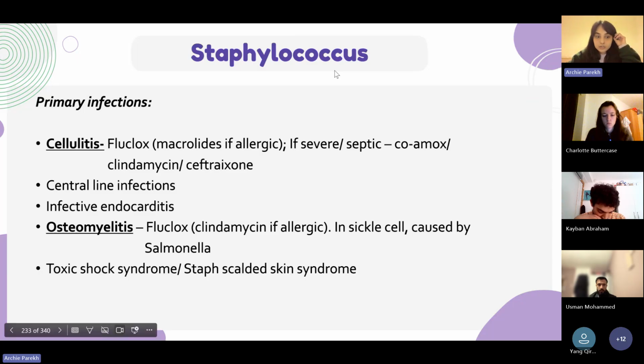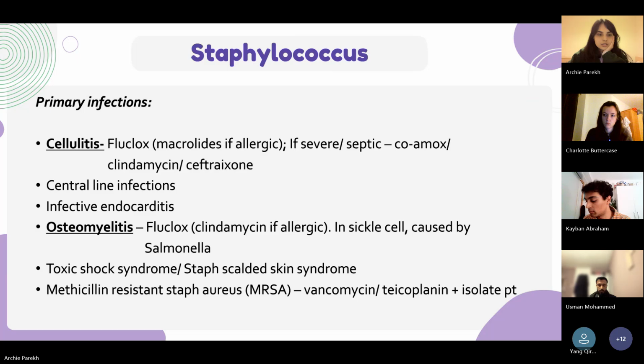Staph can also cause toxic shock syndrome or staph scalded skin syndrome, which, if you remember, are the conditions with Nikolsky sign positive, where your skin literally just peels off. And then the very popular hospital infection, MRSA, is also Staphylococcus, methicillin-resistant Staph aureus. For MRSA, because it's resistant to penicillins, you'd give them vancomycin or teicoplanin, and also isolate the patient.